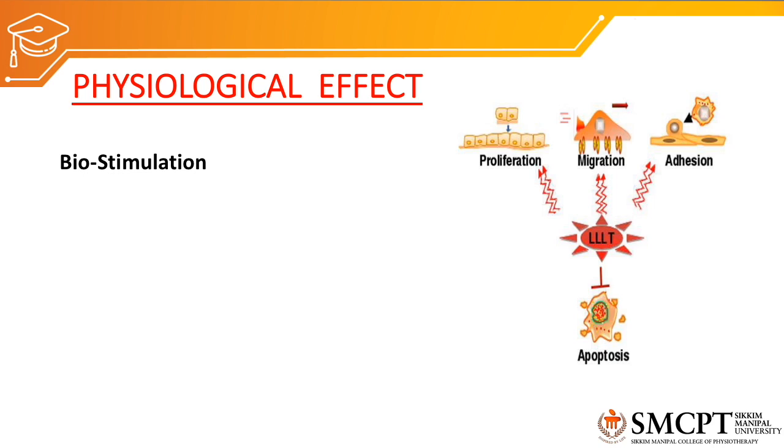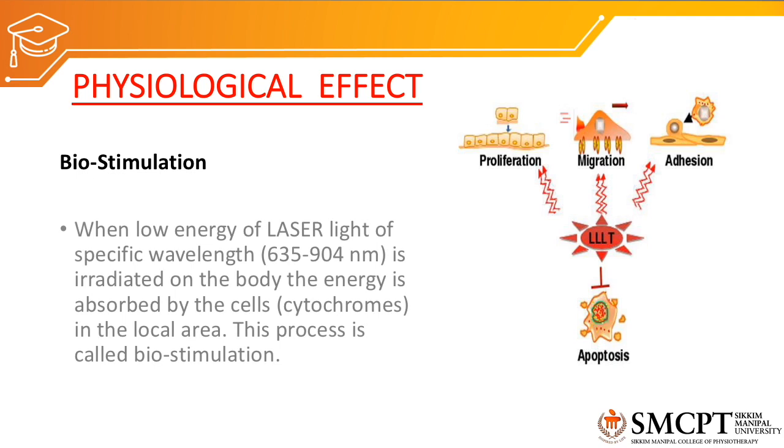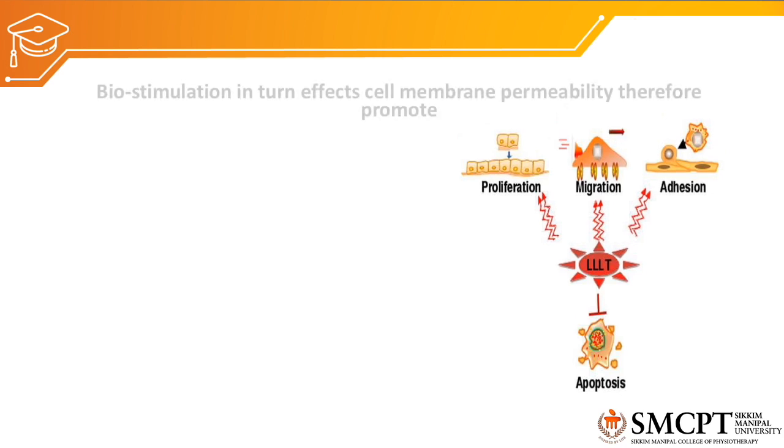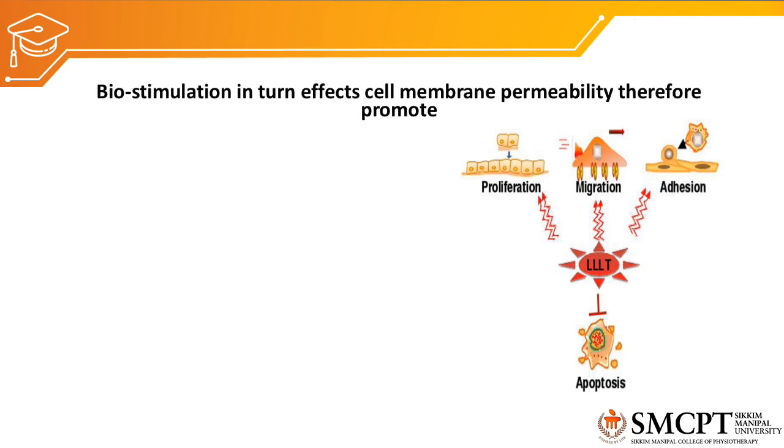So the main physiological effect of laser is biostimulation, that is it stimulates the tissue for regeneration. So what is biostimulation? When the low energy of laser light of specific wavelength, that is 635 to 904 nanometer, is irradiated on the body, the energy is absorbed by the cells in the local area. This process is called biostimulation. So what are the effects of biostimulation? Biostimulation in turn affects cell membrane permeability, therefore promoting healing.